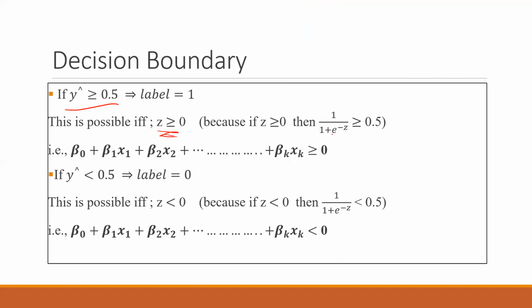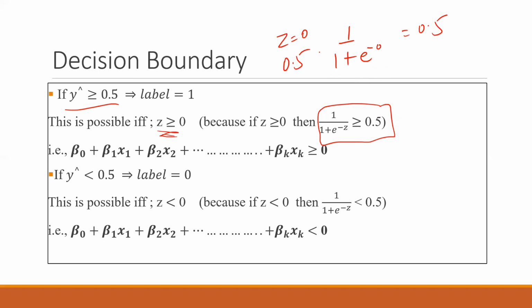Because if your z value is greater than or equal to 0, then only this number will be greater than or equal to 0.5. It will be 0.5 when it is 1 upon 1 plus e to the power, what will it be? If I want to make it as 1, it will be 0. So if z is equal to 0, then my answer is 0.5 in this case.